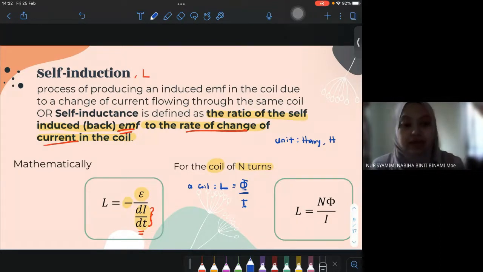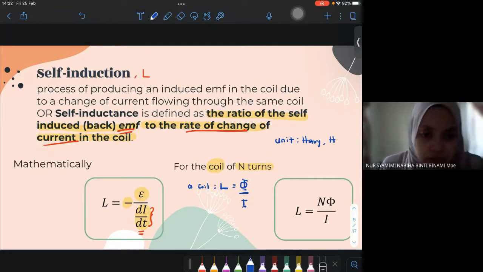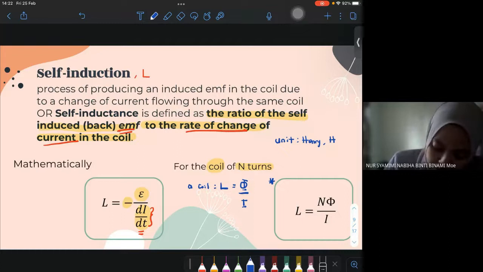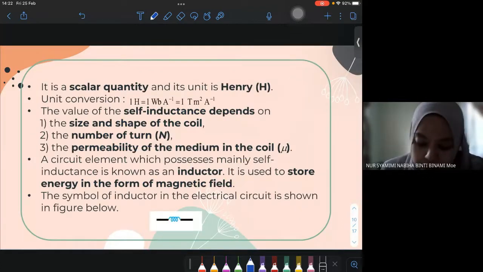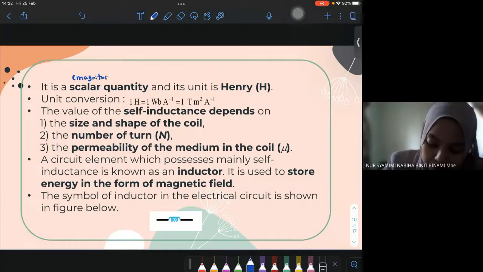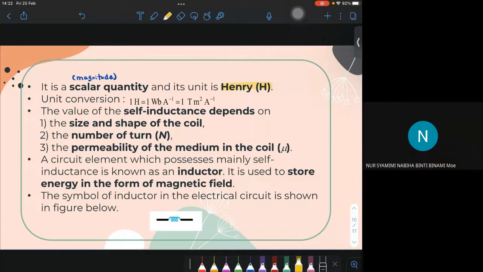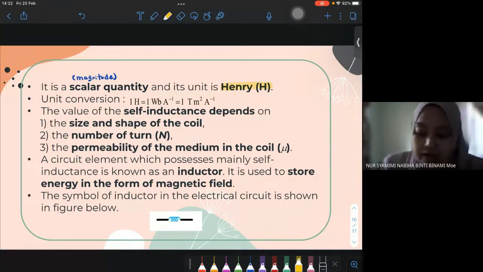Okay, so this is the first equation and this formula is given in the exam. Okay, and it is a scalar quantity. What is meant by scalar quantity? You only have a magnitude. You don't need to find the direction. Okay, and the unit is Henry or capital H. Unit conversion, 1 Henry is equal to 1 Weber per ampere and 1 Tesla meter square per ampere.